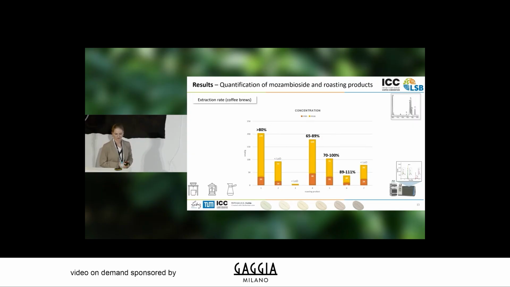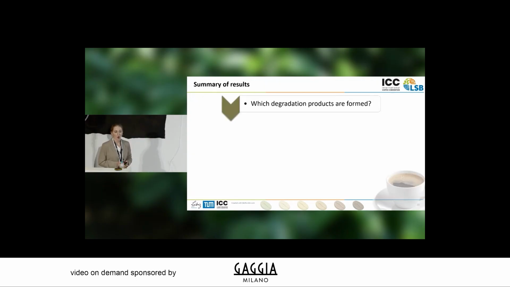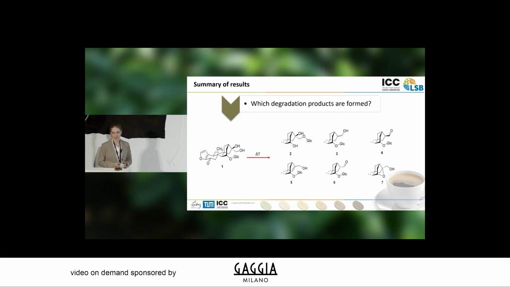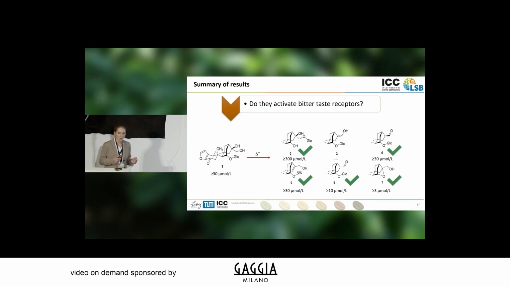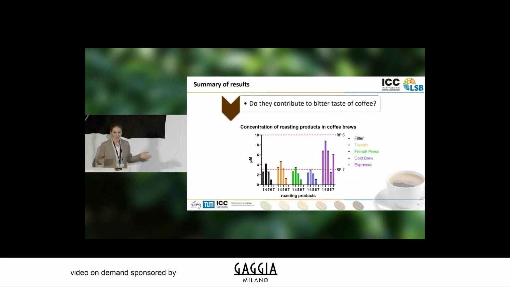So to sum it up, we found 5 new roasting products formed from Mozambioside during the roasting process, and 7 was the already known bengalensol. We've also found out that they activate the bitter taste receptors TAS2R43 and 46 with an even lower bitter threshold compared to Mozambioside, which means that they are activating the 2 human bitter taste receptors even more potent compared to caffeine. And last but not least, do they contribute to the bitter taste of coffee?